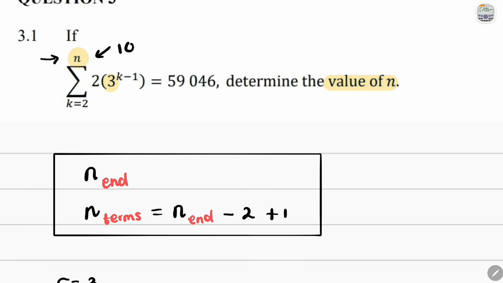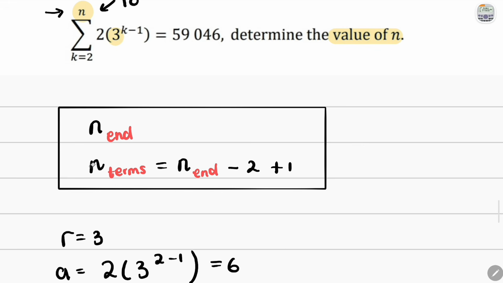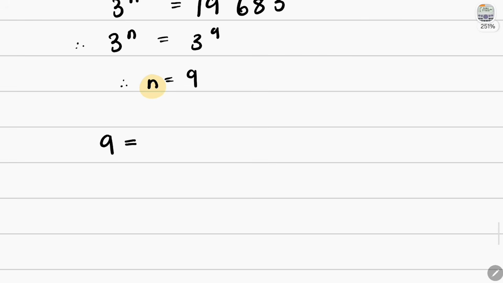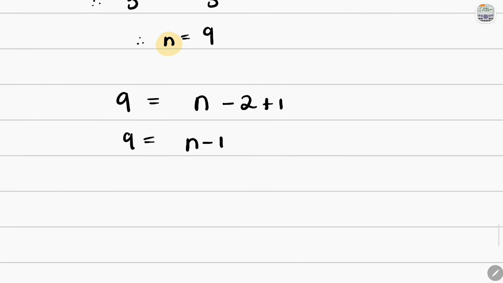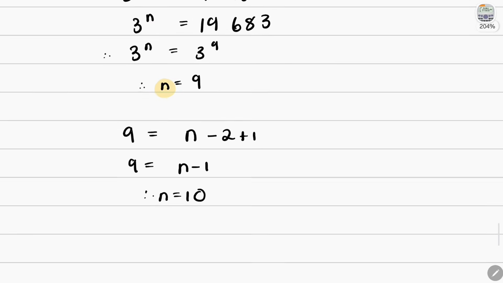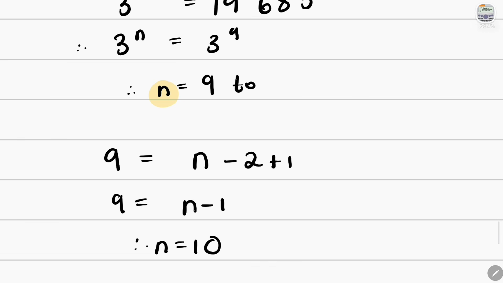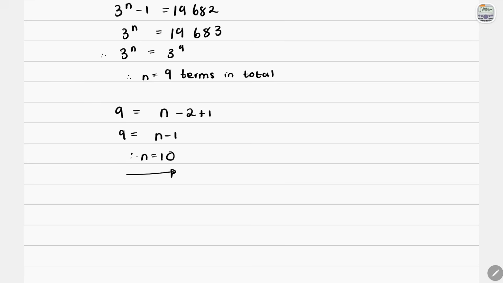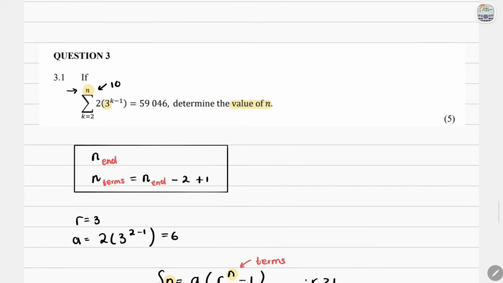Okay, another way to have seen this is you could have just used this equation. The number of terms is equal to the number you end at minus 2 plus 1. So we could have said the number of terms was 9 is equal to the number you end at minus 2 plus 1. And so that is 9 equals n minus 1. And if you transpose the 1, it's 10. So n equals 10. The number we end at is 10. But this is specifically 9 terms in total that we have. And that is our answer. N is actually equal to 10. And that is it for the first question.